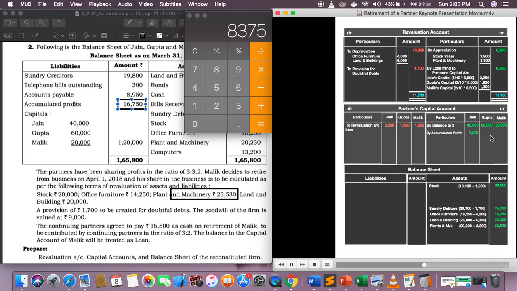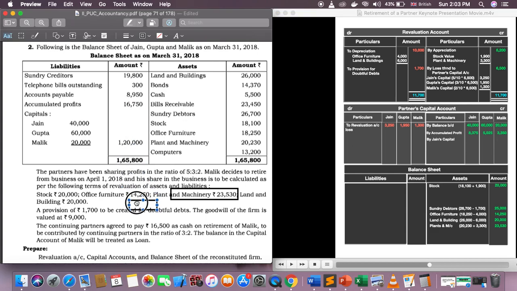Do the calculation for Gupta and Malik, and you get the answers. In this case, it is 5,025 for Gupta and Malik will get 3,350. So once that happens, now as you can see, the goodwill is 9,000 rupees.